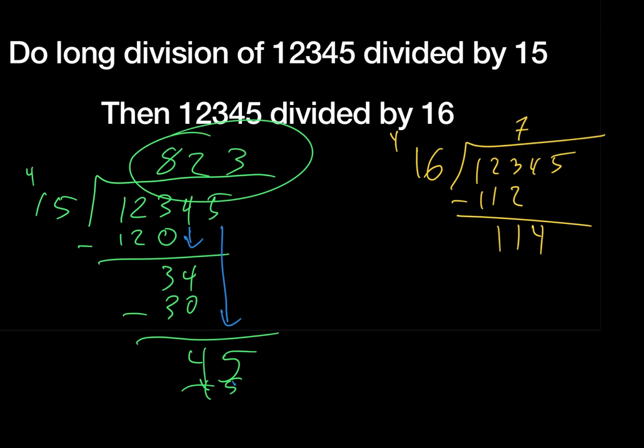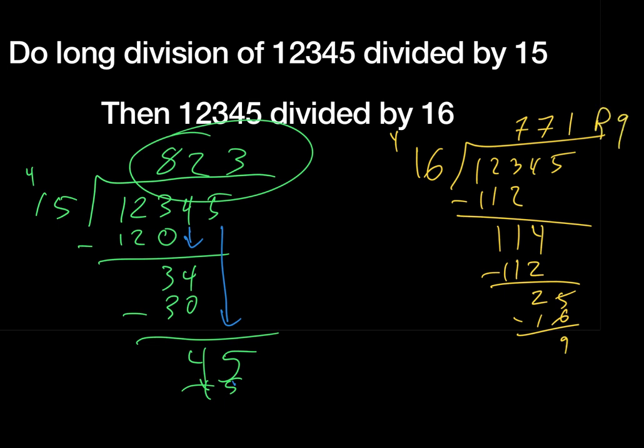Maybe 6 times. Oh, same number. Yeah, I'll just use the same number because it's 112. So that's 25. 16 into 25 is 1. 16, 15 minus 6 is 9. So I have this and a remainder of 9.